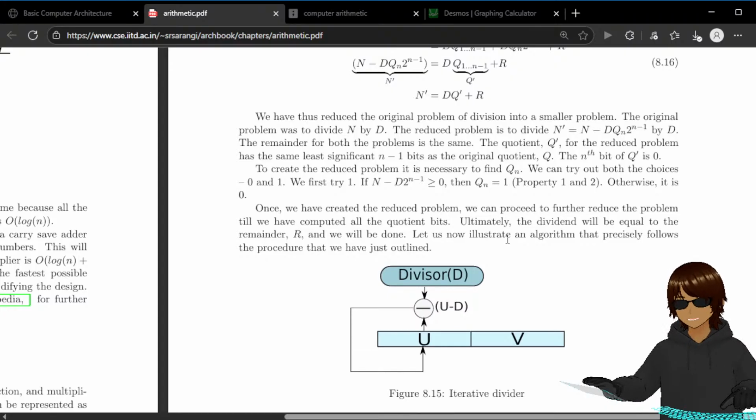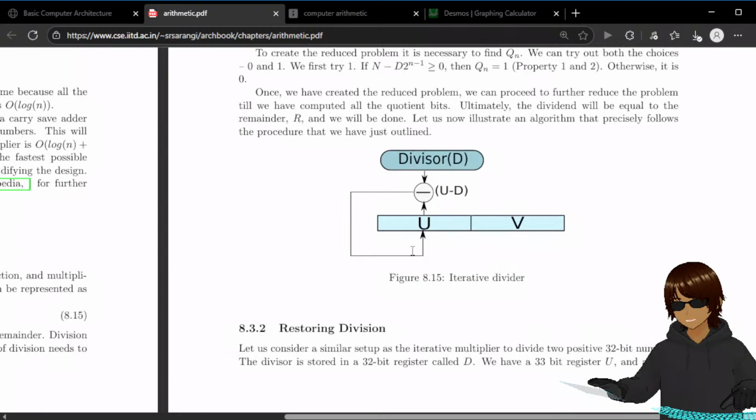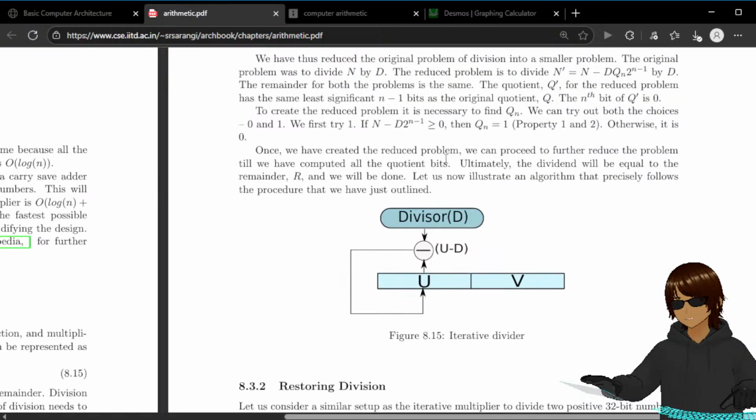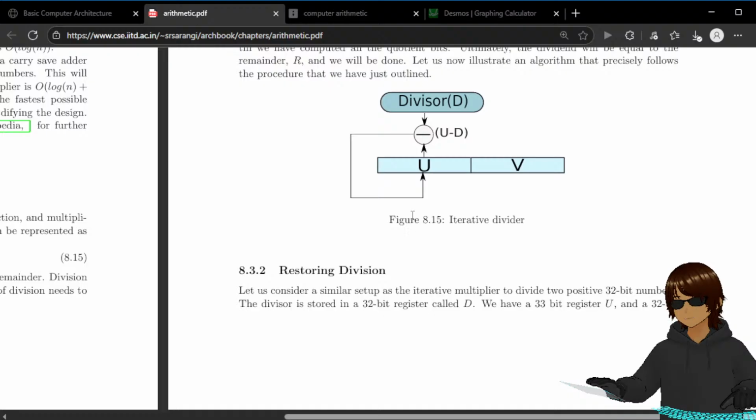Let us now illustrate an example that precisely follows the procedure that we have just outlined. Dividend minus divisor d. We keep subtracting until the subtraction gives us less than 0, I think.